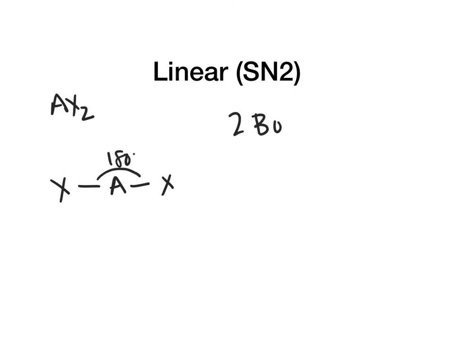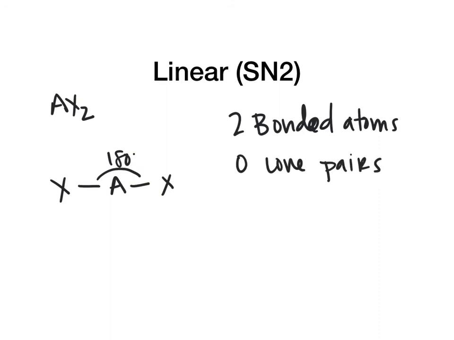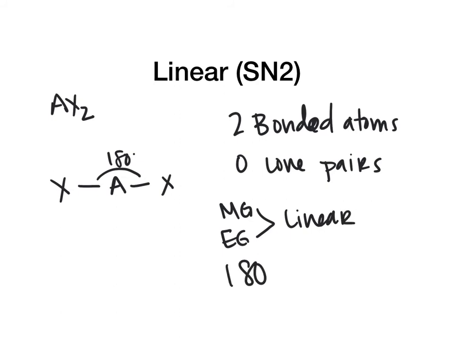So linear, a steric number of 2. We're going to start with AX2. We have A connected to 2 X's. They're 180 degrees apart. So we have 2 bonded atoms and 0 lone pairs. The molecular geometry and the electron geometry are both linear. And they are 180 degrees apart.